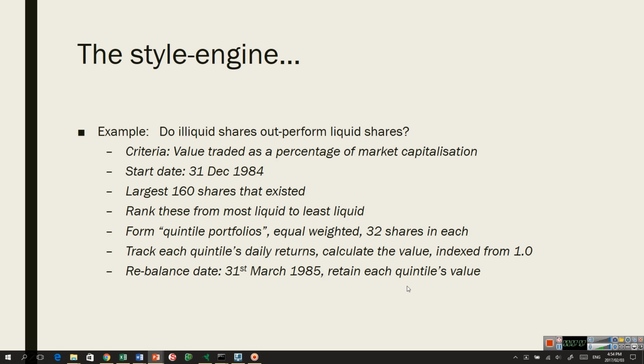So we retain the value that we've accumulated from the beginning, and we then look to see what new companies have come into the data, and we again select the latest 160 shares that now exist. So some might have fallen out, some new ones might come in, and we will be accounting for the ones that have fallen out, taking into account what happened to the shareholders' returns when they fell out. We rank these again in the same way from most liquid to least liquid, and some shares will remain in the same portfolios, some will swap portfolios, some new ones will come in, and some will go out. And we reconstruct our quintile portfolios.